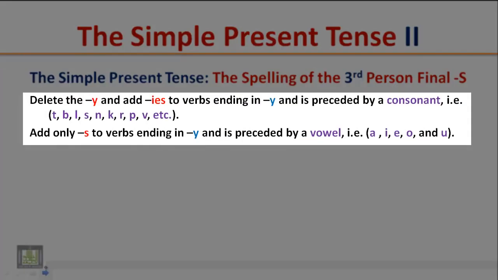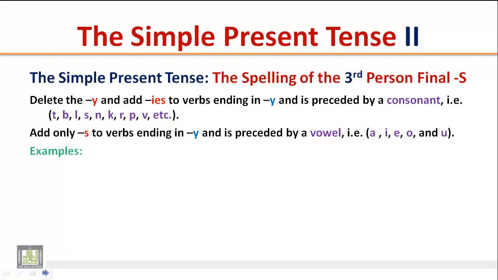Delete the y and add ies to verbs ending in y that is preceded by a consonant. For example, T, B, L, S, N, K, R, P, V, etc. These letters are consonants. Add only s to verbs ending in y that is preceded by a vowel. For example, A, I, E, O, and U. These letters are vowels.